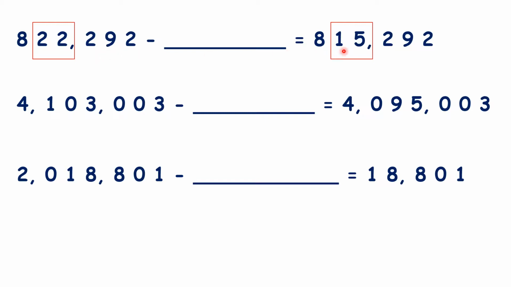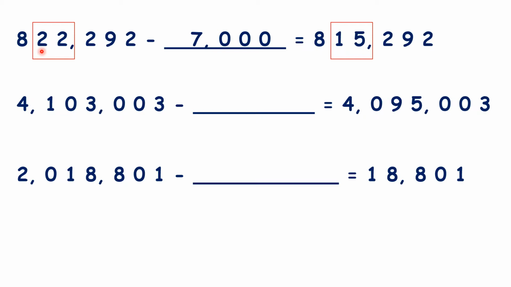So if we ignore these digits, how can you get 15 from 22? You subtract 7, so our answer is 7,000 because the hundreds, tens and units have stayed the same.